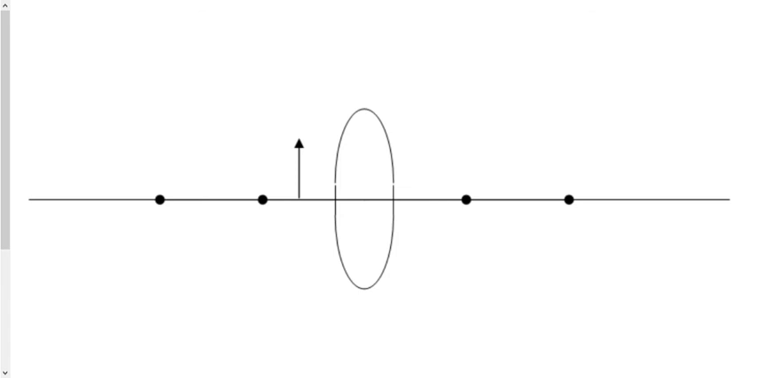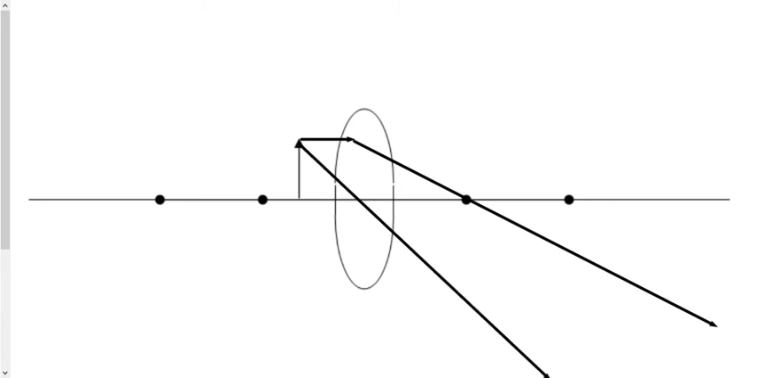This time our object is really, really close. It's inside the focal length. First ray parallel down through the focal point, second ray down through the optical center. They don't converge on the right-hand side, so let's extend them back. We're going to find that they converge over here on the left-hand side.